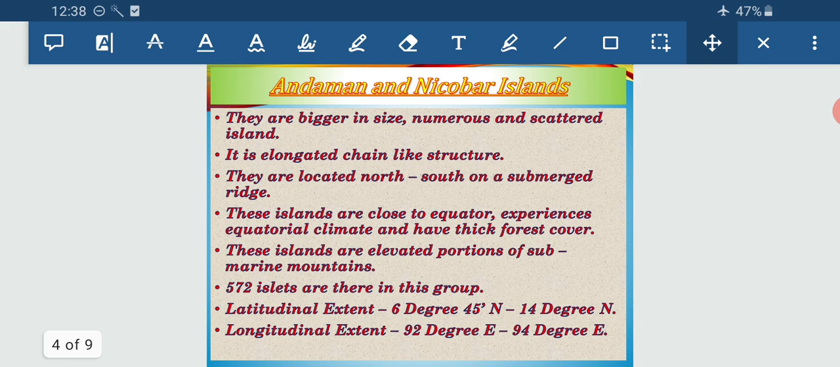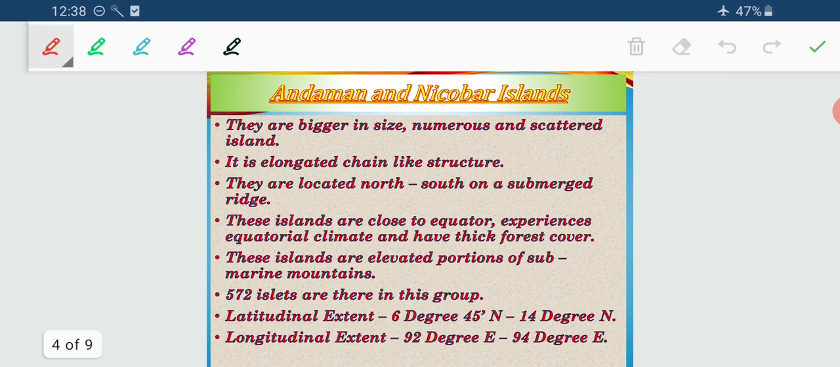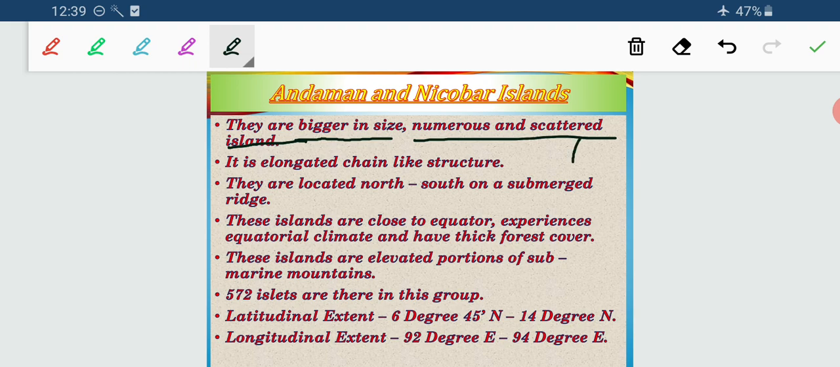Now, let us move to the Andaman Nicobar island group, which is a submarine island group. It is basically bigger in size, as we can see on the map, and numerous and scattered. It is an elongated chain-like structure, and it is located from north to south.